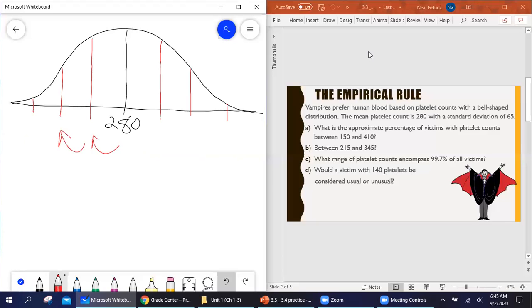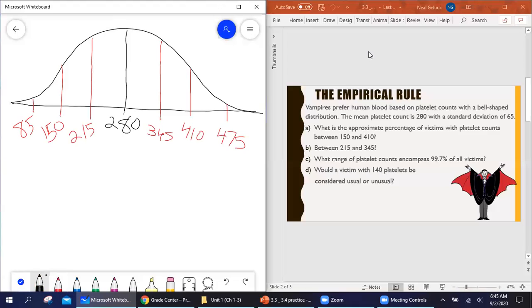So if you run those numbers real quick, going to the right, I'm going to get 345, 410, and 475. If I go to the left, again, this is subtracting 65 each time, 215, 150, and 85.